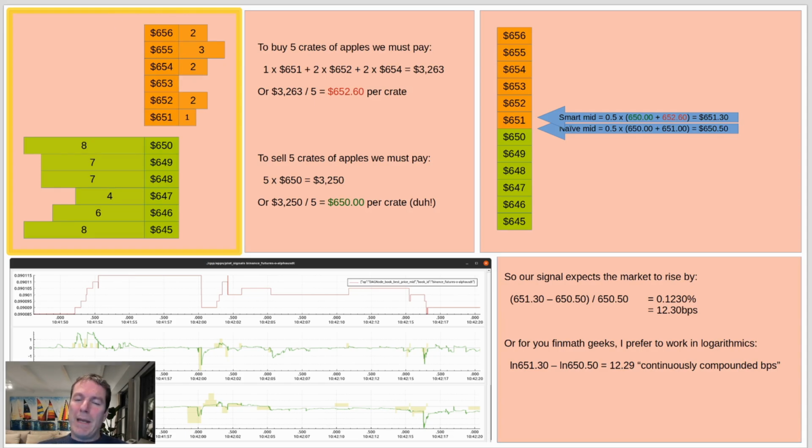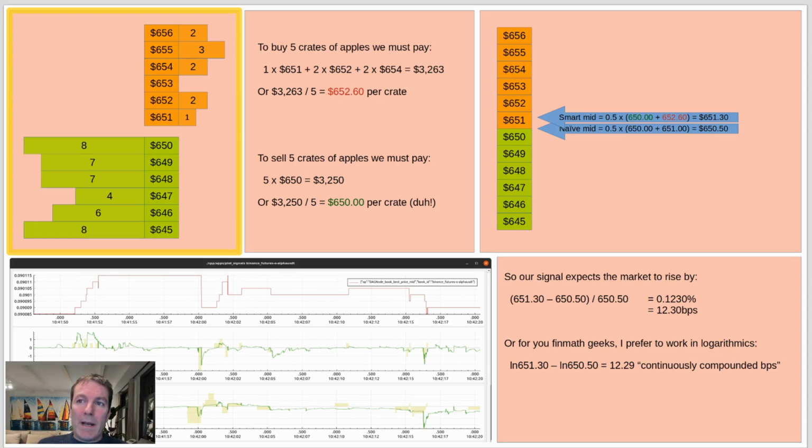So what if we base our signal on the concept of what happens if in the next while someone's going to turn up who either wants to buy or sell 5 crates of apples? Well, what's it going to cost to buy 5 crates of apples? Have a look at these. These are all the asks that are available in the market. People are selling apples here. What is it going to cost us to buy 5 apples?